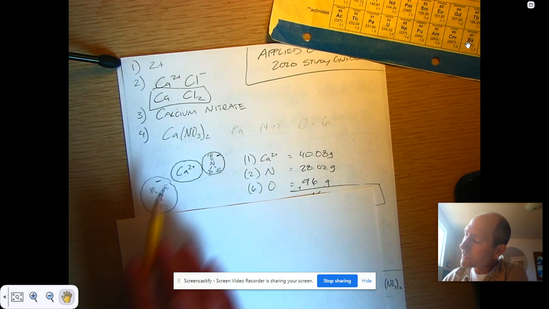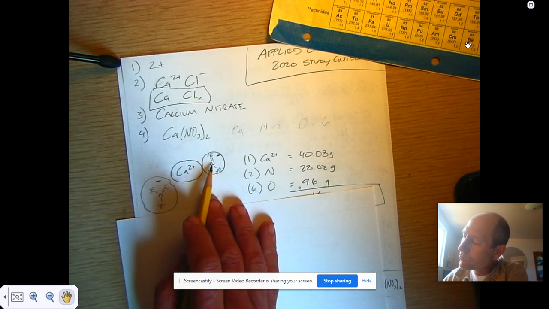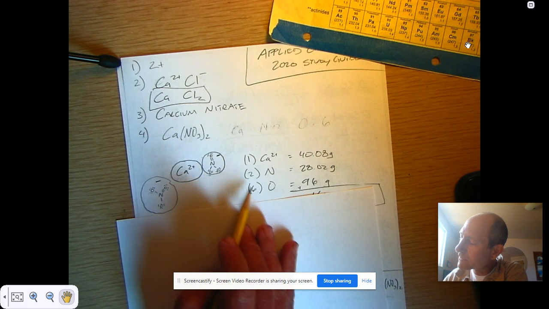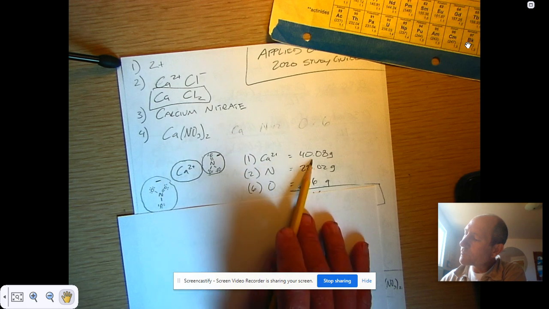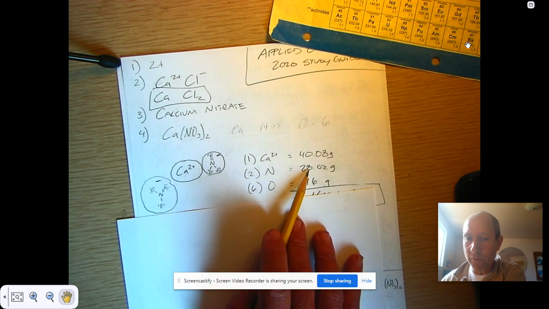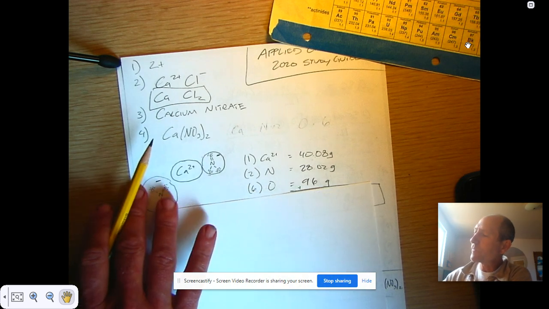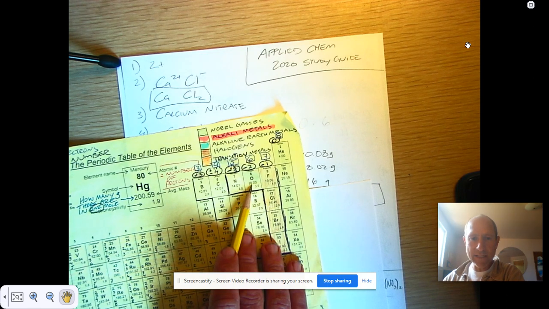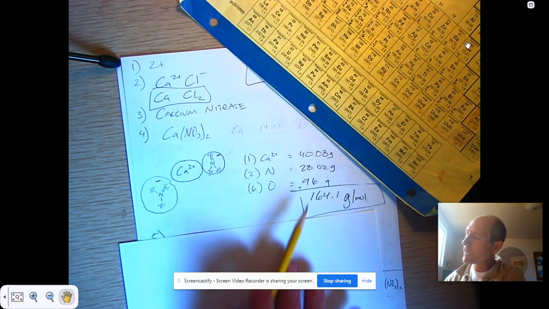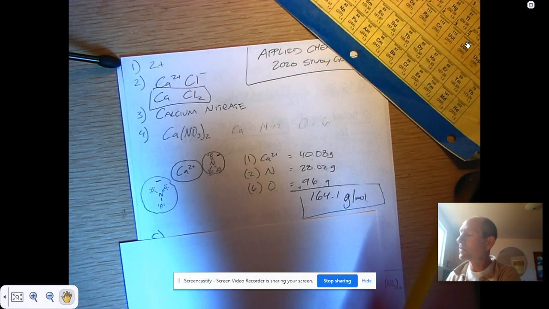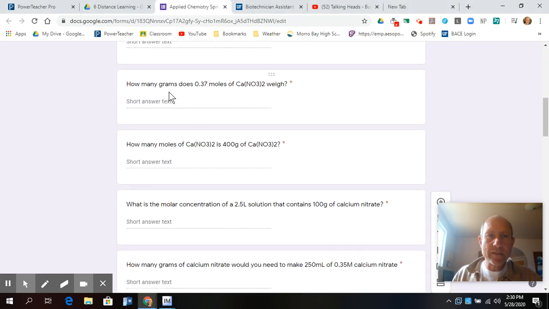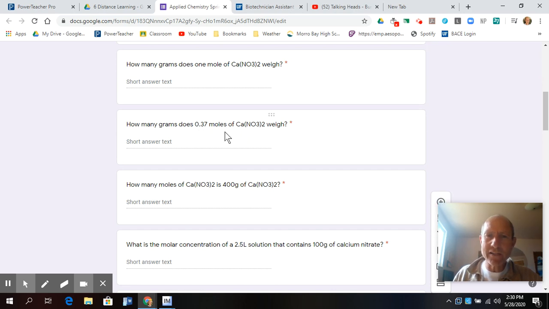But the handy thing here is that we can see that we've got 1 calcium atom and 2 nitrogen atoms, and we've got 1, 2, 3, 4, 5, 6 oxygen atoms. So 1 calcium weighs this much per mole, 2 nitrogens weigh this much per mole, 6 oxygens weigh this much per mole. And the way I got that is I just took 16, which is how much 1 mole of oxygen weighs, and multiplied it by 6 to get 96. We add all that up and we get the molar mass of calcium nitrate, which is 164.1 grams.